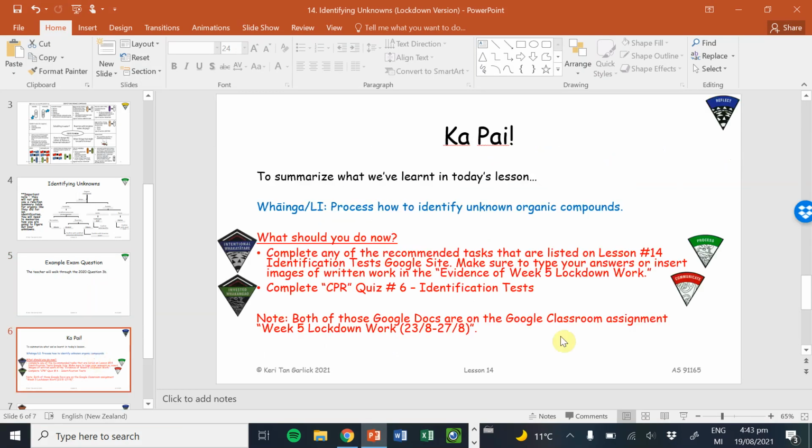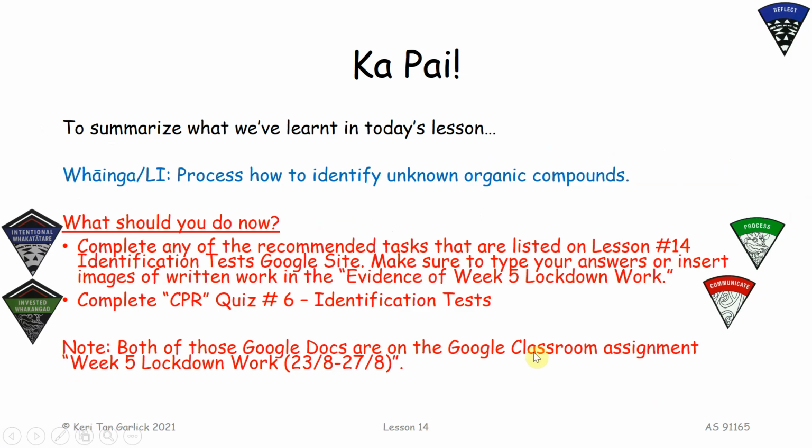All right. So, Kapai, really good work today. So, just to summarize what we learned in today's lesson, you should be able to process how to identify unknown organic compounds. You might be asking, okay, what do I do next? With this next step, this is basically a lot of independent work for this material because you just need to practice it.